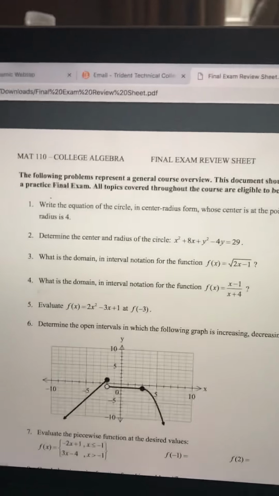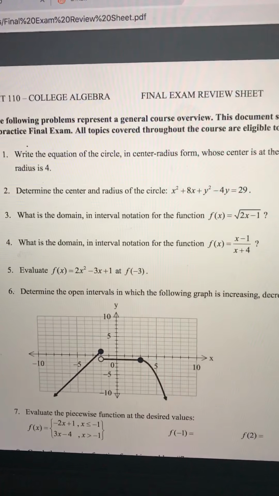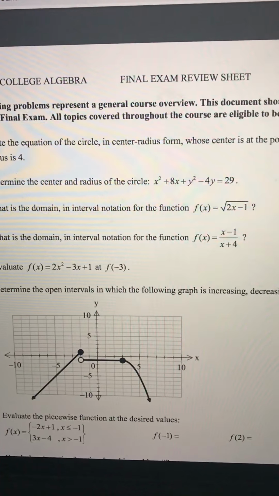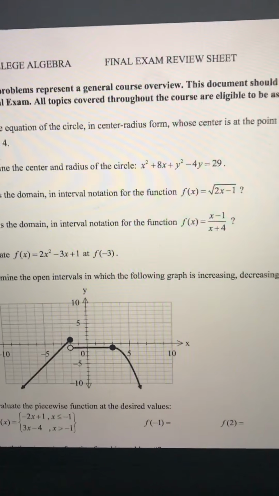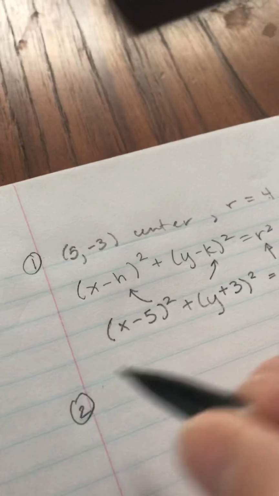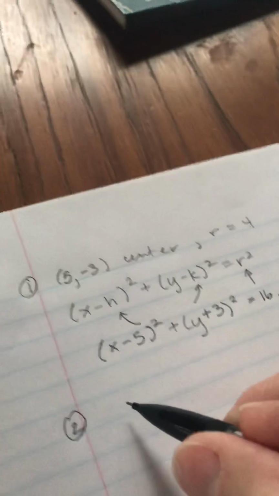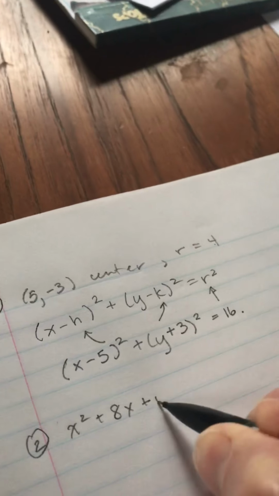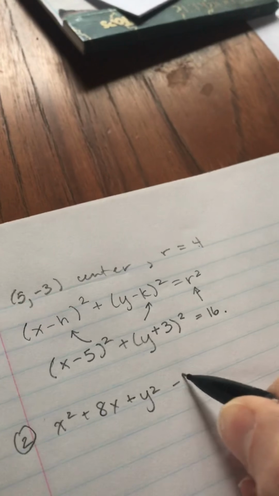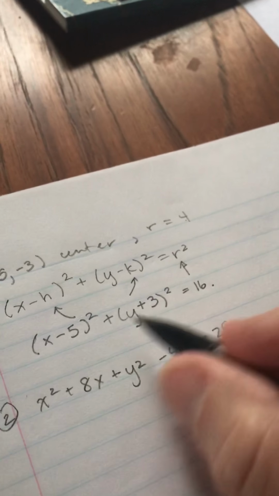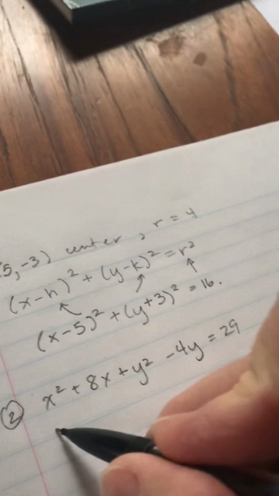All right, number 2, I'll keep it this way. Number 2 says to determine the center and radius of the circle, x squared plus 8x plus y squared minus 4y equals 29. All right, so again, you want to write that down. Number 2, x squared plus 8x plus y squared minus 4y equals 29. All right, to get the center and the radius, we have to get it in this form. So that means we have to complete the square.